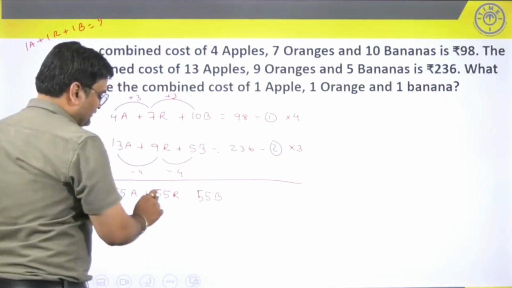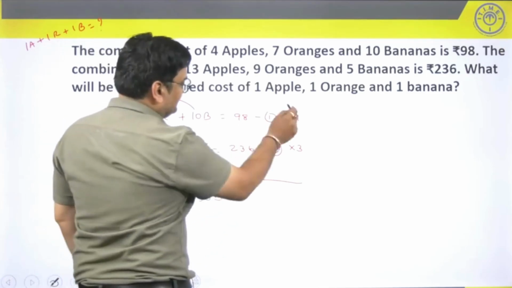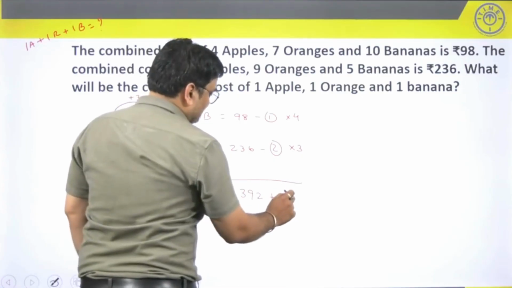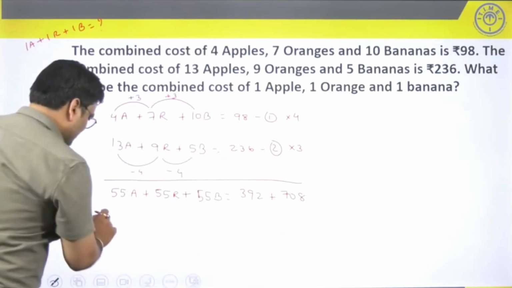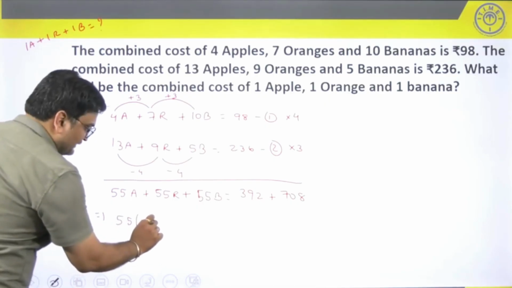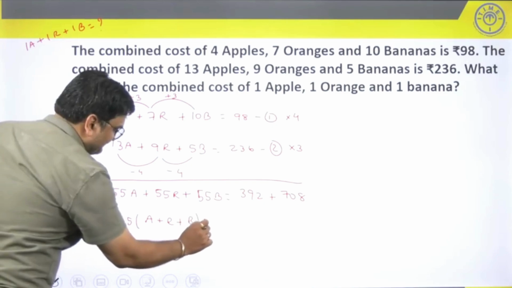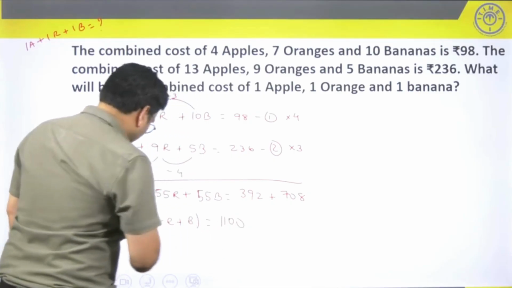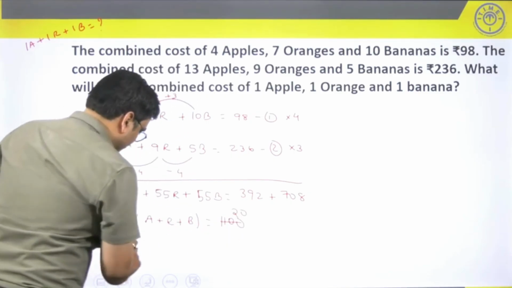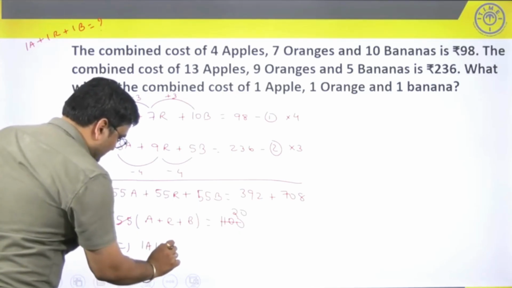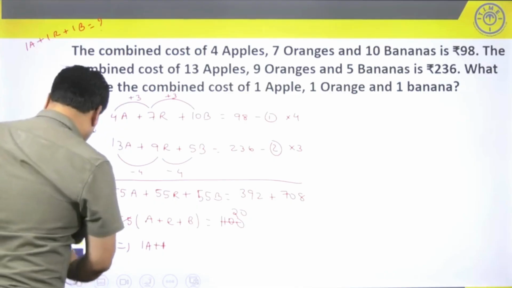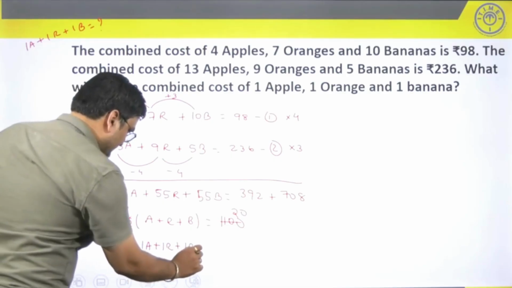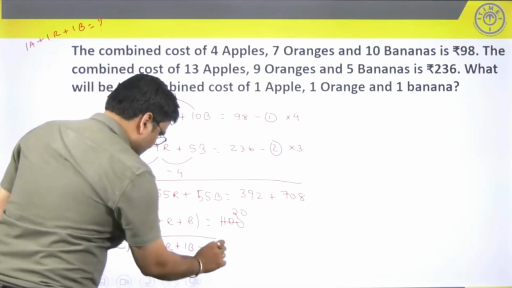So if I take 55 common, what do I get here? 98 into 4 is 392. 236 into 3 will give us 708. So if I take 55 common, 1A, 1R, 1B will be equal to, when you add these two, 1100. So 55 can easily cancel out here 20 times, and hence the combination 1A, 1R, and 1B is going to be 20. That is what was asked.